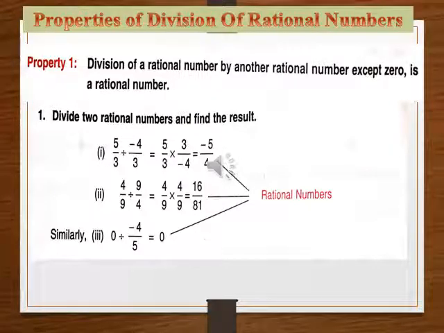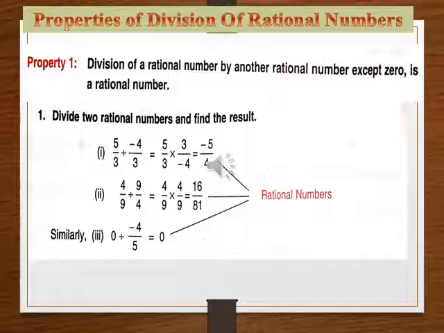See here, the first property of division of rational numbers: division of a rational number by another rational number, except 0, is again a rational number. Means just leave the 0. If you divide any rational number by any rational number, then whatever the answer, the result of that division is again a rational number. See here, three different examples are there.